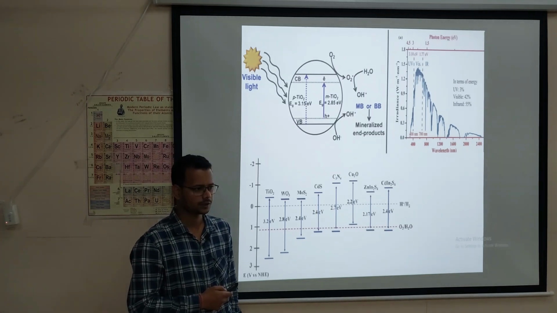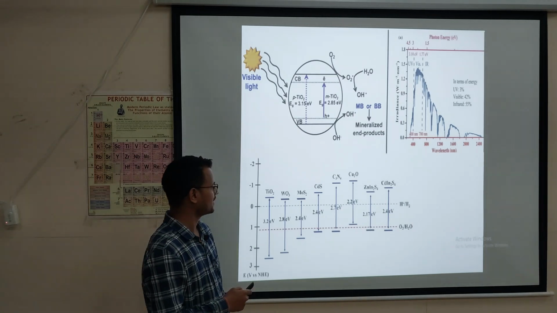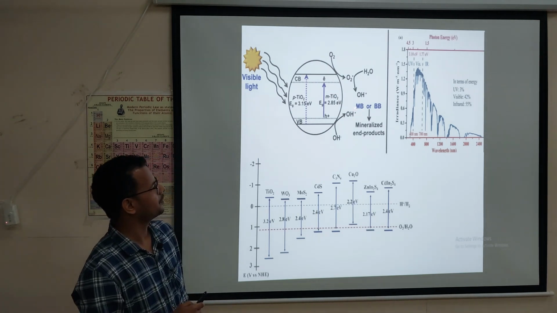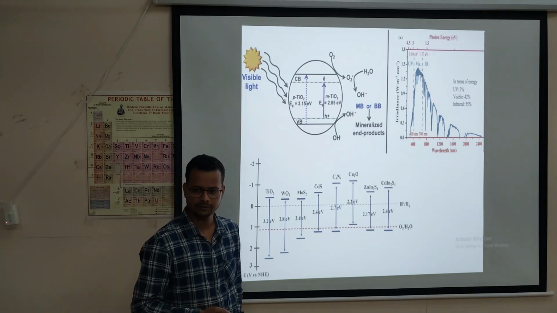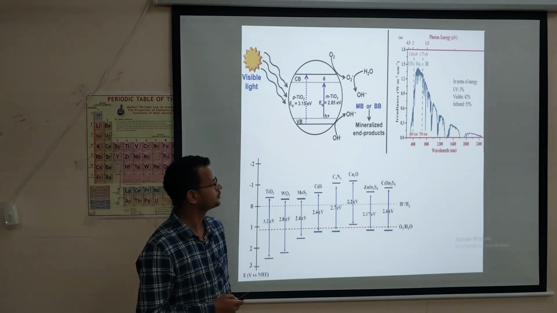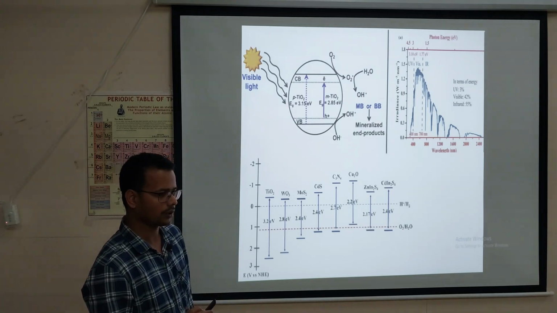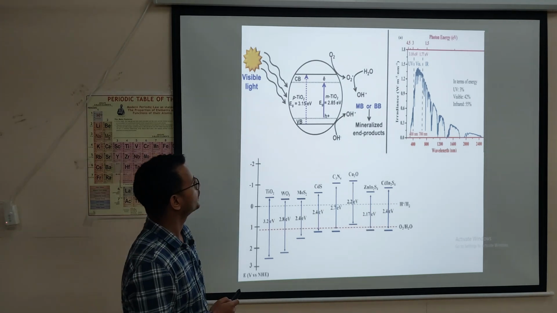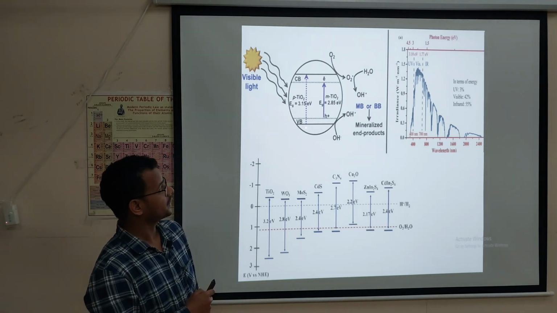Any doubt? Clear? That was MB, or methylene blue, a dye. It is one type of our pollutant. So, clear? This is photocatalysis.